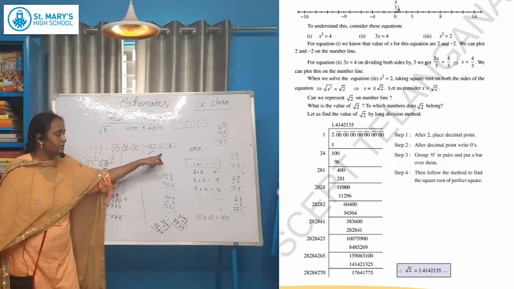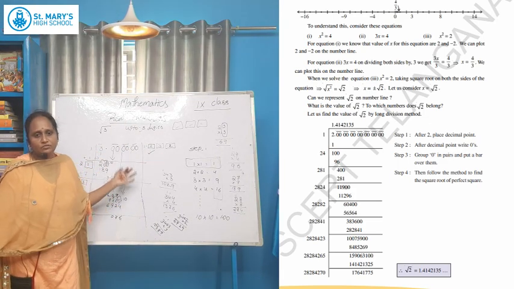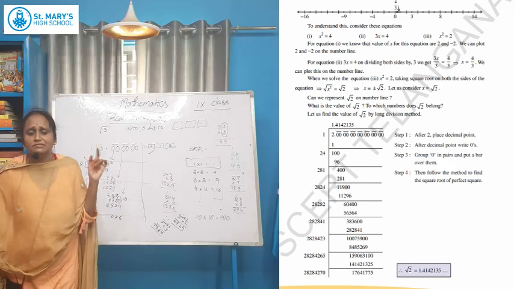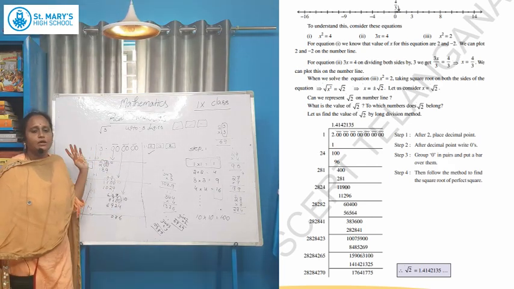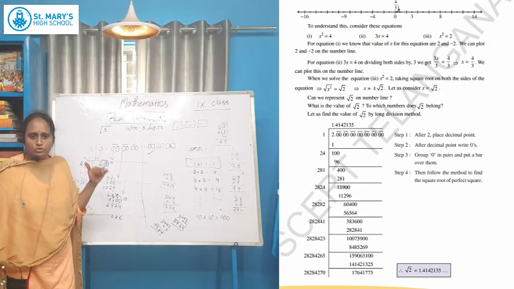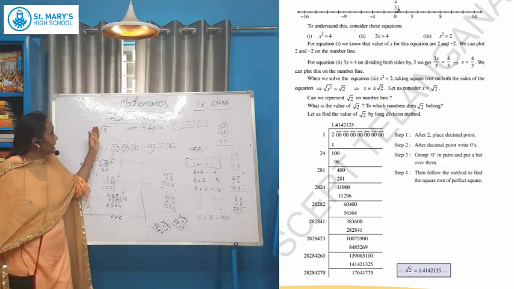Like this, in our textbook exercise 1.2, second and third problems, we have root 5 and one more, root 7 also. You work those out by using the same process.